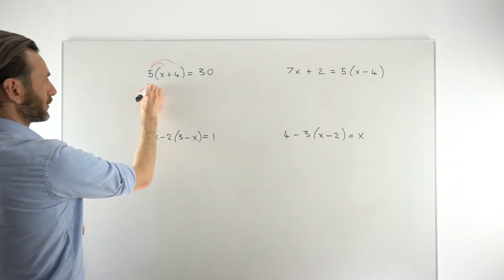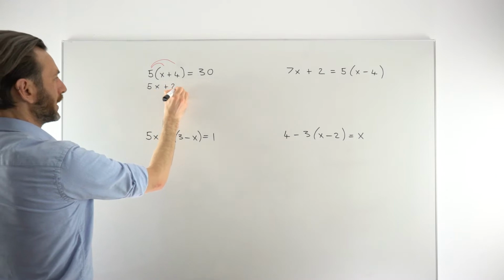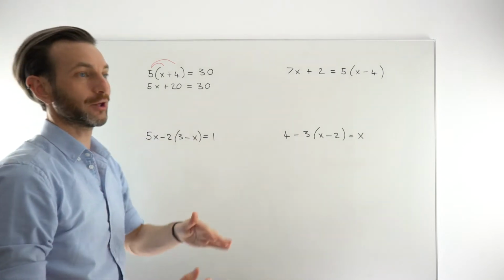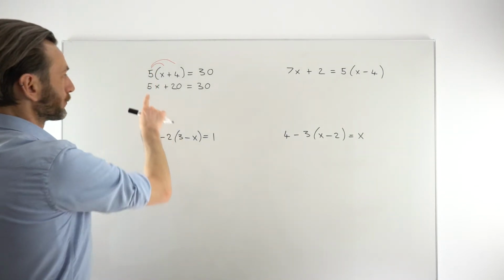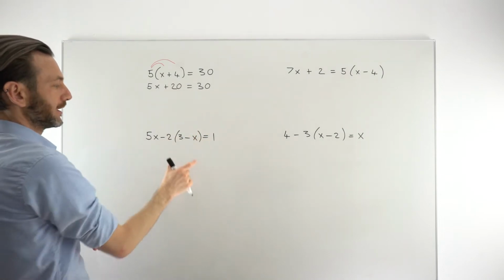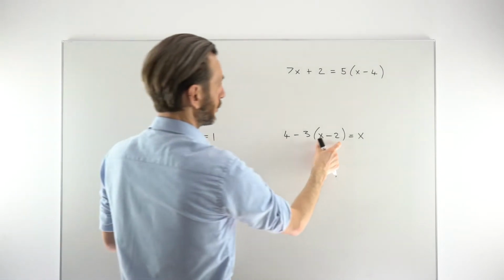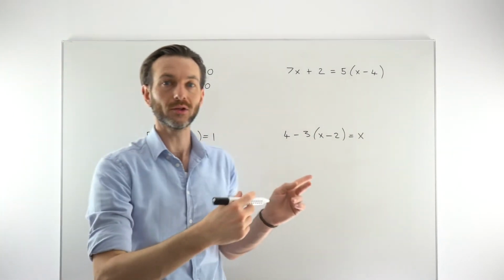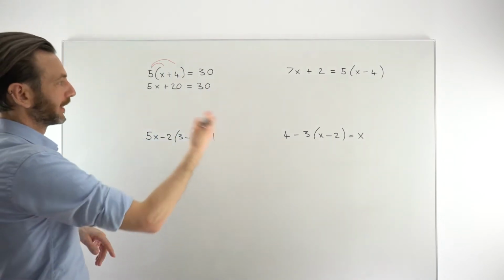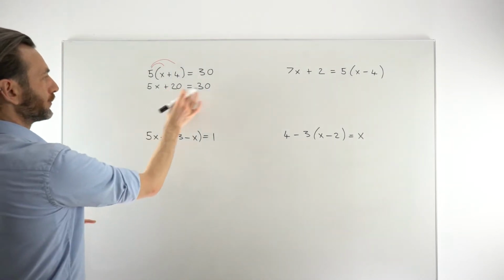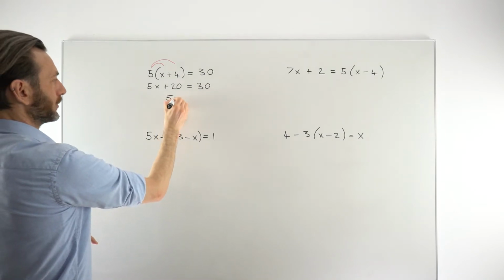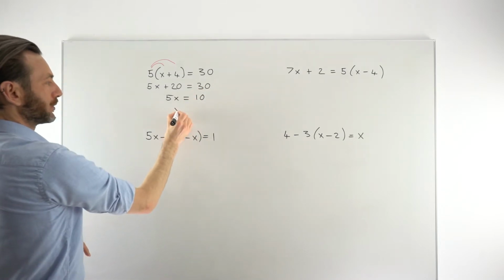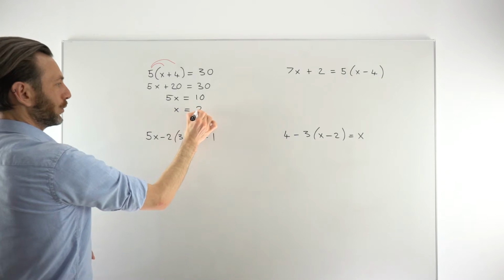So 5 times x is 5x. 5 times 4 is 20, and now this has turned into a normal linear equation. I'm going to assume in this class you're already familiar with the basics of solving linear equations. We're dealing only with the cases where you've got brackets. If you're not sure how to solve a linear equation, then check out the previous class that introduces that technique, and then come back into this one. So we're just going to move the 20 to the other side, leave the 5x on the left-hand side. That would be 30 minus 20 to give us 10. Divide both sides by 5 to give us x equals 2.